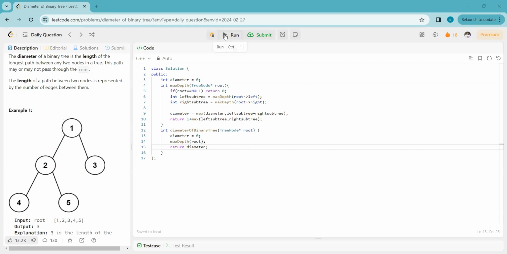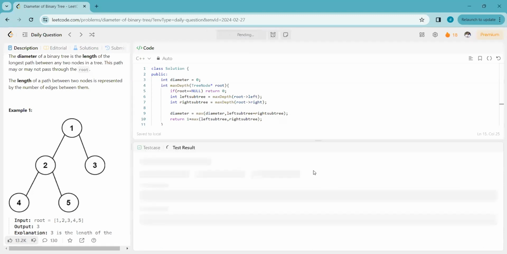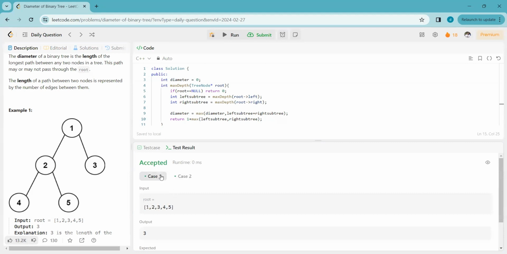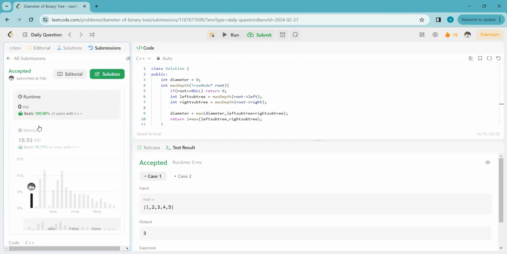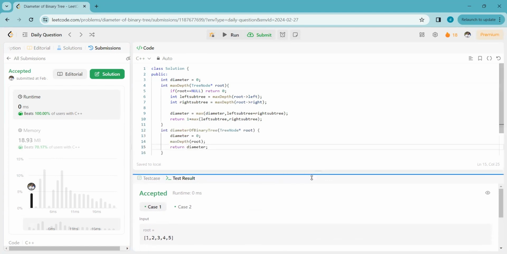Let's try to run these test cases. Since the test cases have been accepted, we will try to submit the solution. We can see the solution is accepted and it beats 100% of the users. So I hope the solution is clear.